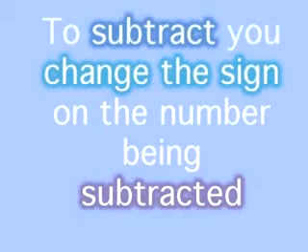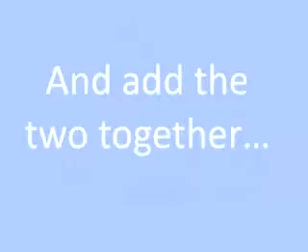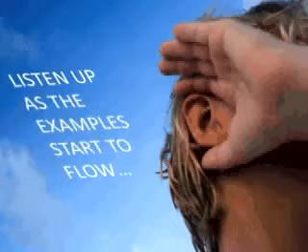To subtract, you change the sign on the number being subtracted. So sit back and relax and just let the math happen. You'll convert what you're subtracting to the opposite sign and add the two together, and the answer you will find. If you're confused, listen up as the examples start to flow.